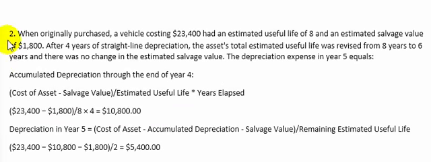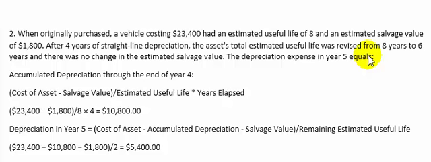Question number 2. When originally purchased, a vehicle costing $23,400 had an estimated useful life of 8 years and an estimated salvage value of $1,800. After 4 years of straight line depreciation, the asset's total estimated useful life was revised from 8 years to 6 years, and there was no change in the estimated salvage value. The depreciation expense in year 5 should be what?